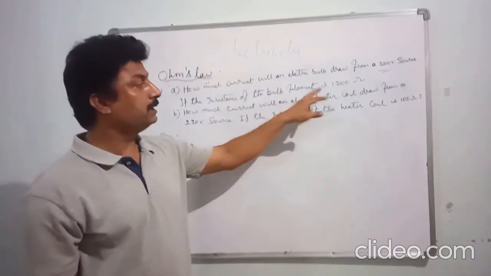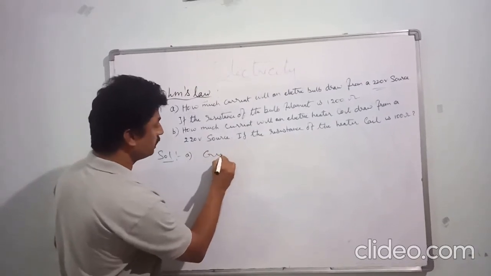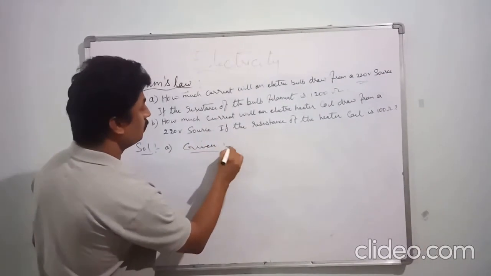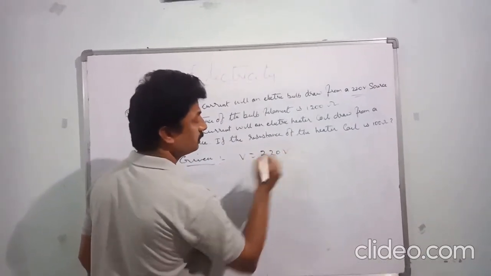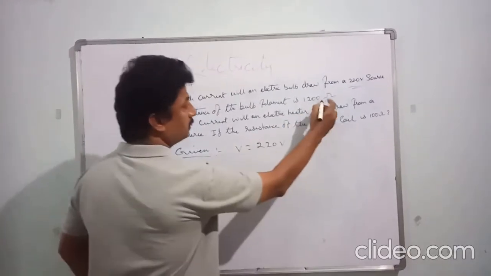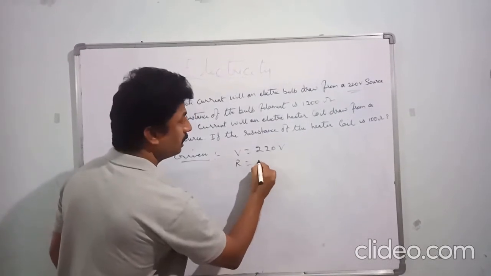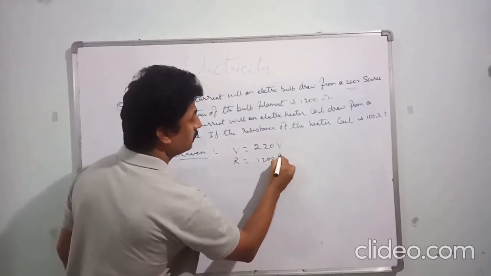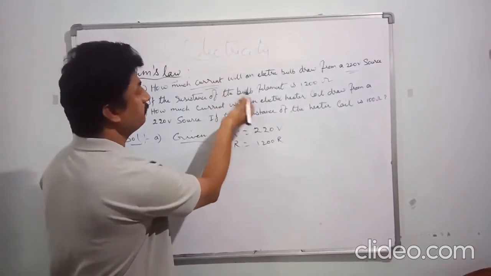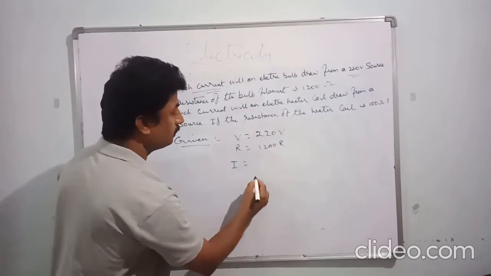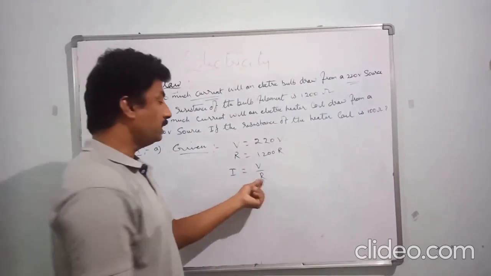If the resistance of the bulb filament is 1200 ohms. Okay, let us do the first one. What is given? Given is the voltage, that is 220 volts, and this is nothing else but 1200 ohms, means resistance, that is R. R is 1200 ohms. And what is asked is how much current will be there, that is I. I is equal to V by R. We know this formula according to Ohm's law. I is equal to V by R.